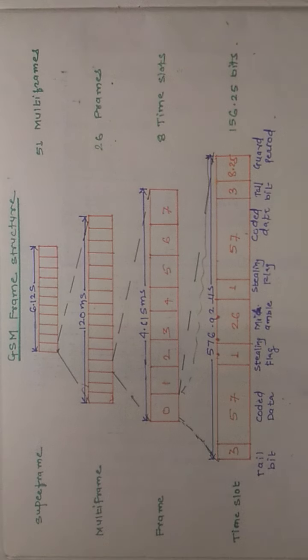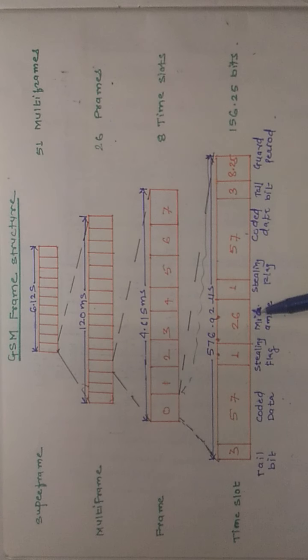After that, there is a 1-bit stealing flag. There are two stealing flags, this one and this one. This is used to give the information about whether the frame is for traffic or control channel.